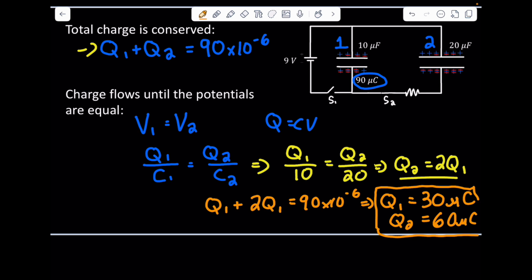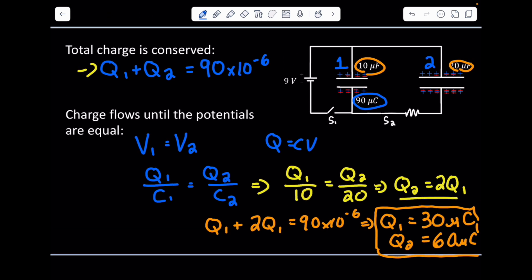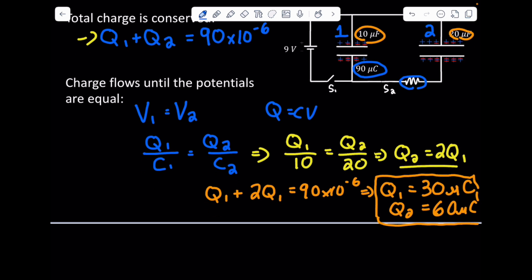Now, the word capacitance does have to do with how much charge can be stored on a capacitor. So the right capacitor has twice the capacitance, and it also stores twice the charge. Something else about this situation, as charge is flowing between the two capacitors, there is energy lost. There's heat lost in this resistor here and in the wires.